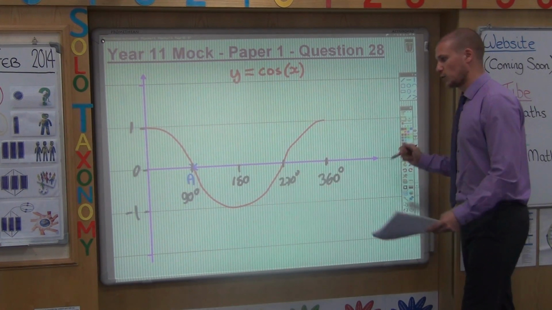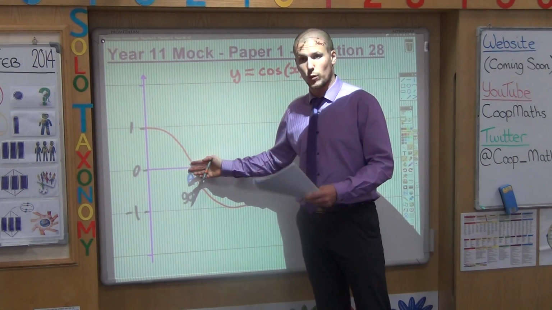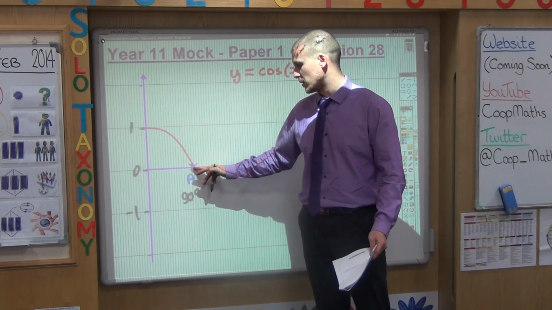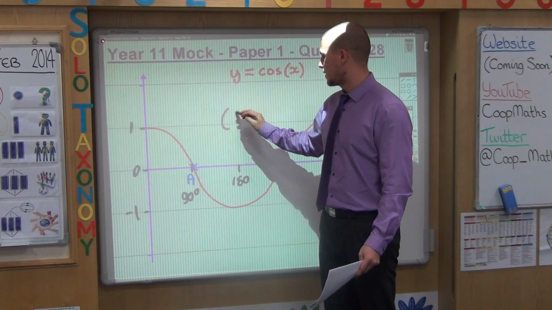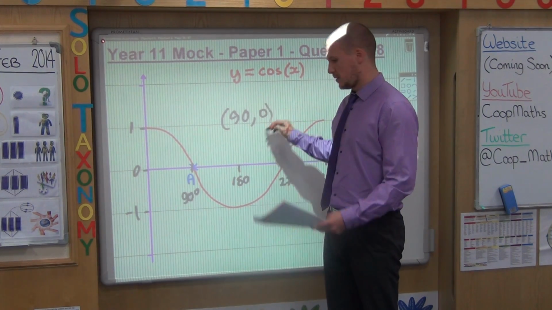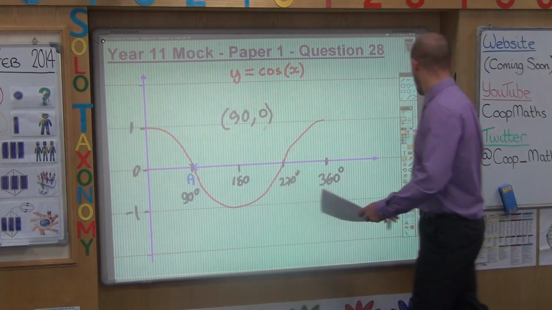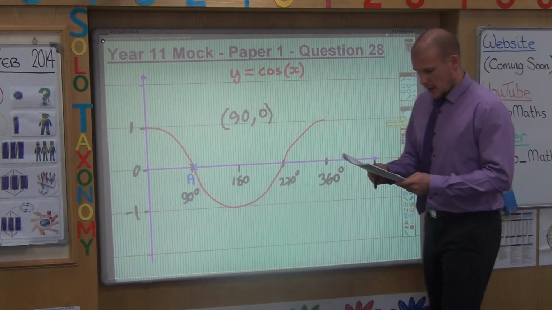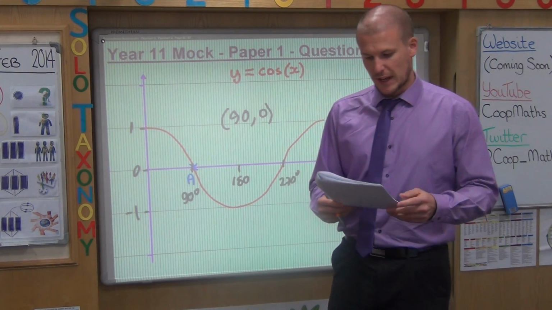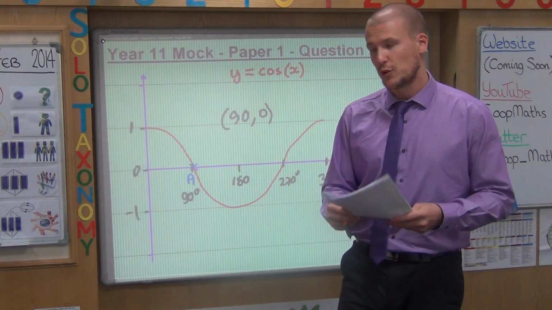So anyway, back to this. What are the coordinates of point A? Well, it's 90 along. It has no height. 90, comma, 0 is the answer to part A. Okay. For part B, on the same diagram, draw a sketch of the graph of y equals 2 cos x.